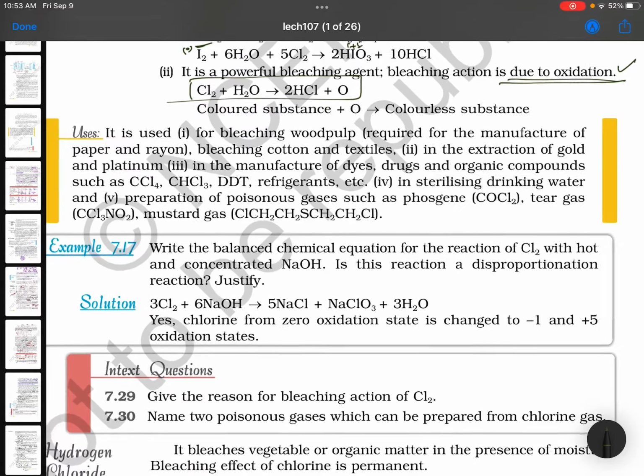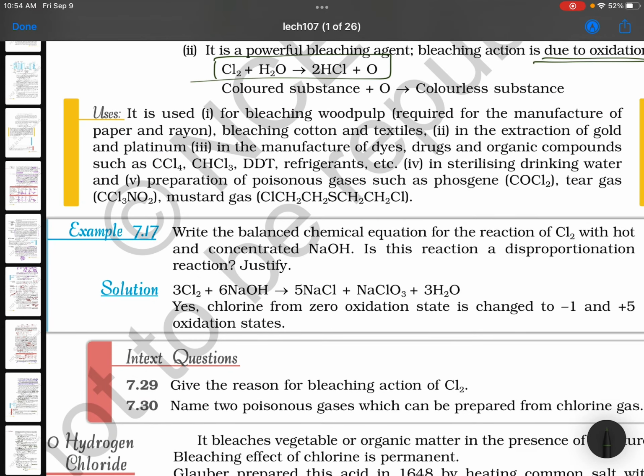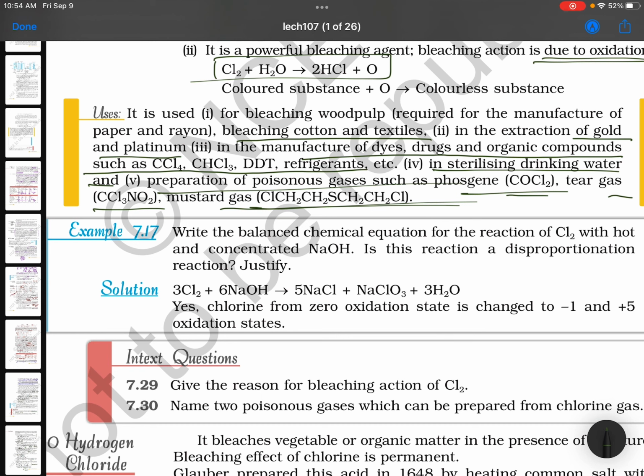It is used for bleaching wood pulp required for the manufacture of paper and rayon, bleaching cotton textiles, in the extraction of gold and platinum, dyes, drugs, organic compounds, in sterilizing drinking water, and in the preparation of poisonous gases such as phosgene, tear gas and mustard gas. All these formulas you need to remember. Mustard gas is CH2 with one sulfur, CH2, with chlorine on both sides. And CCl3NO2 is tear gas. Generally police use tear gas when a crowd is there, for security purposes they release tear gas. Phosgene is also very poisonous.